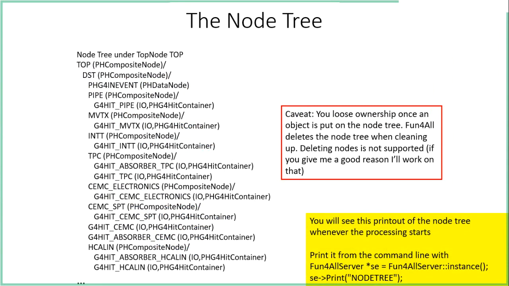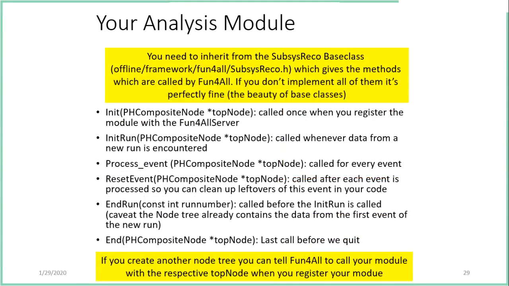Now, coming to your analysis module. Again, everything is modular, and if you really think about it, for an analysis, you don't need that many entry points. So we have a base class for the analysis, and that basically gives you the methods which are called by Fun4all. And again, it's a base class. If you don't implement them, it's perfectly fine. So what do you have? There's an init method that's called once when you register your module with the Fun4all server. You saw in the macro example, at some point you say server register subsystem and then your subsystem. So this is when the init method is called.